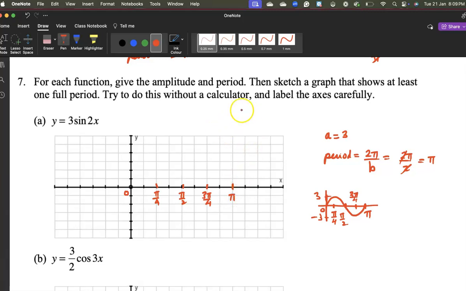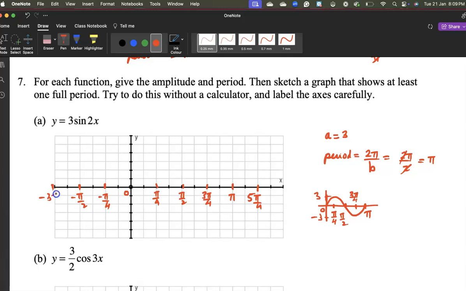They want at least one full period, and then you can continue. Pi by 4 means this will be pi plus pi by 4, that's 5 pi by 4, correct? On this side, it will be minus pi by 4, just reflecting this, then minus pi by 2, and minus 3 pi upon 4.